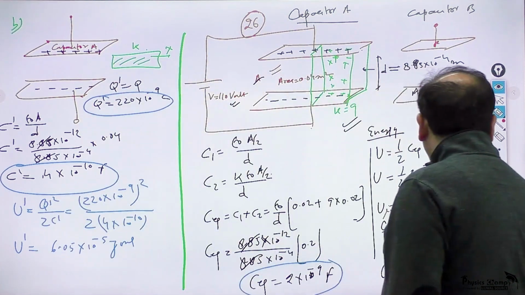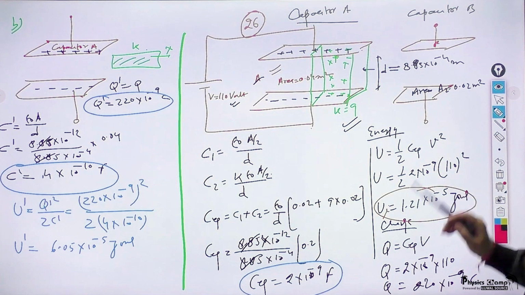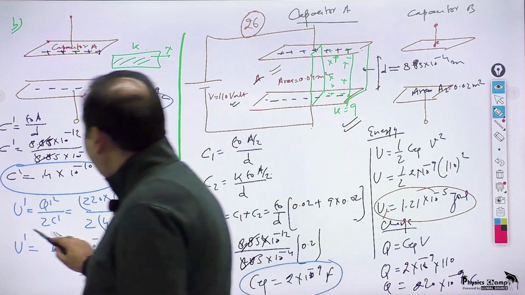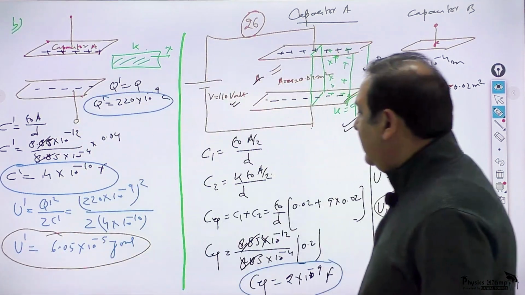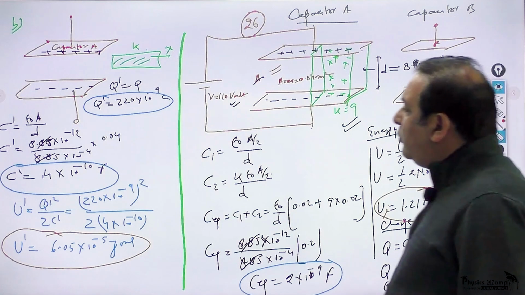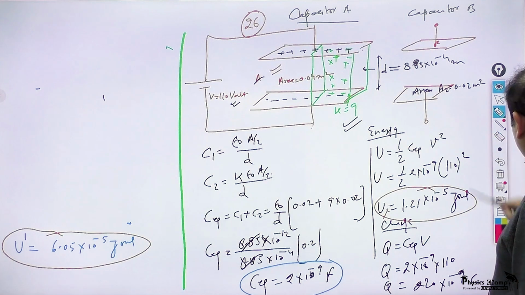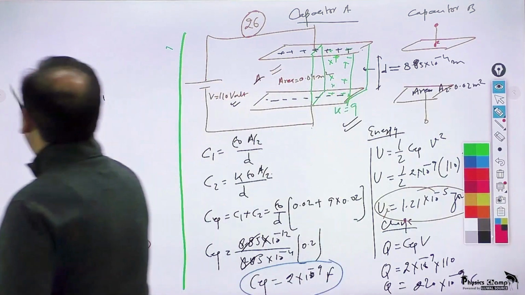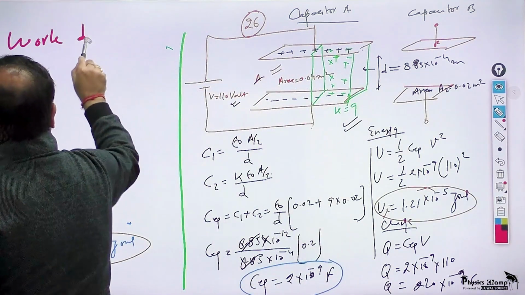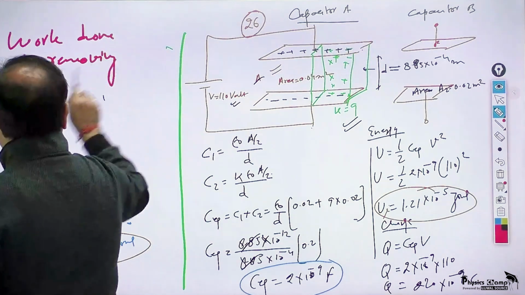So here we had the initial energy, that was 1.21 into 10 to the power minus 5 joule, and there we have the final energy on this capacitor, which is 6.05 into 10 to the power minus 5 joule. Now question is, what is the work done? So I need to find the work done in removing this dielectric.